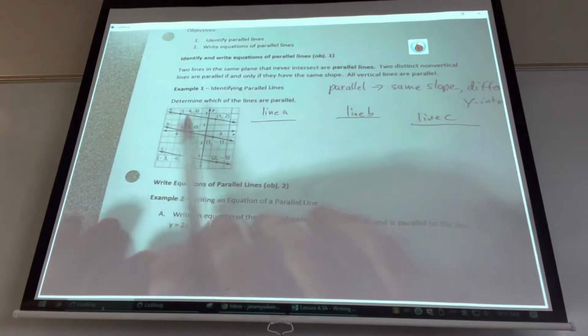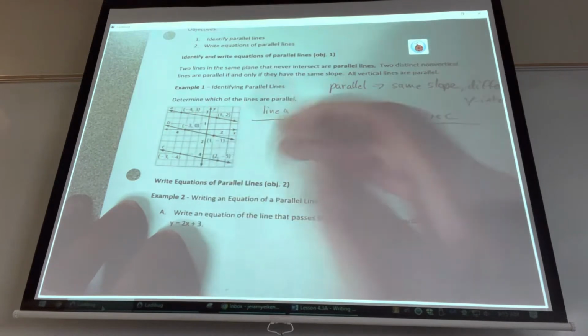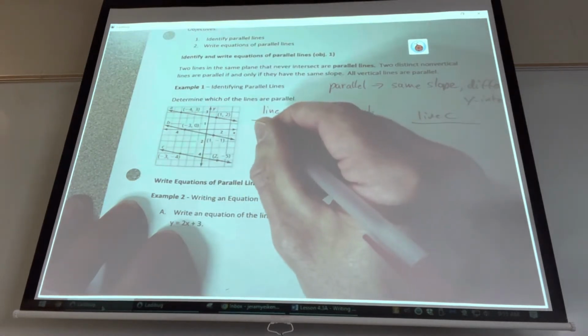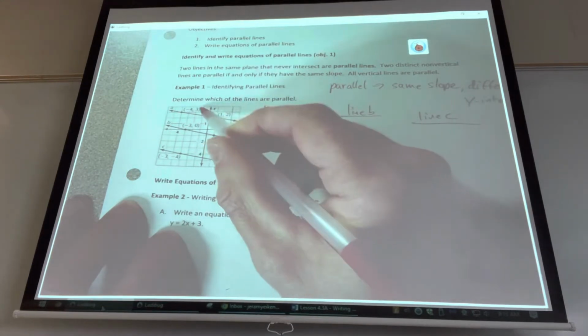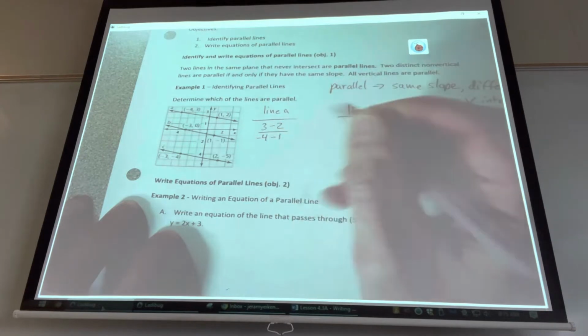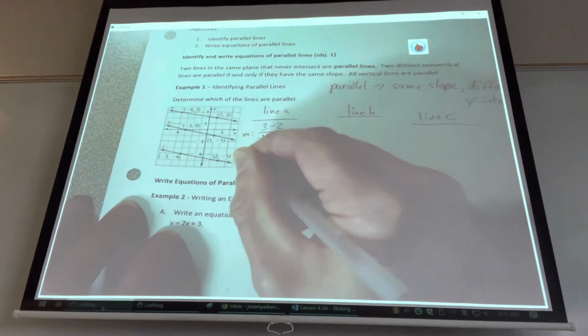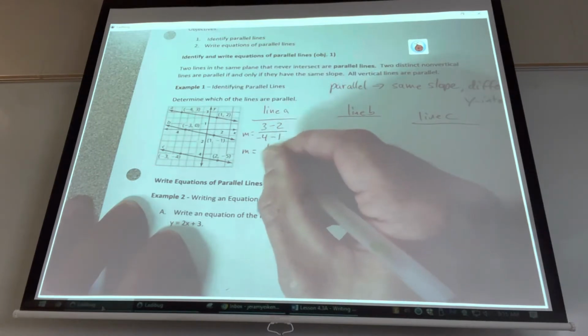Now, the more difficult way to calculate slope is to do the slope formula. Go 3 minus 2. And if I do 3 minus 2, I got to do -4 minus 1. And that ends up being 1 over -5.